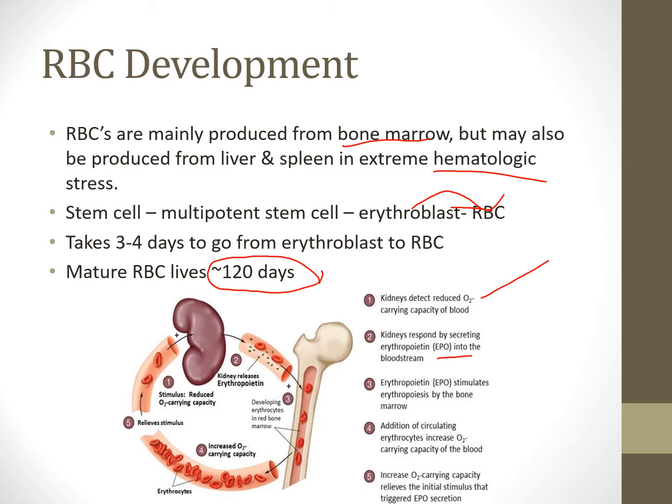And erythropoietin stimulates erythropoiesis by the bone marrow. In other words, it's going to tell your body, hey, make more red blood cells. We're not getting enough oxygen, so if I make more red blood cells, that means I can carry more blood to the lungs, which means once I carry more blood to the lungs, I can actually carry more oxygen to my tissues.